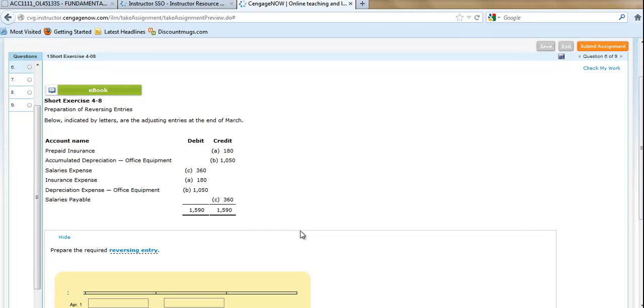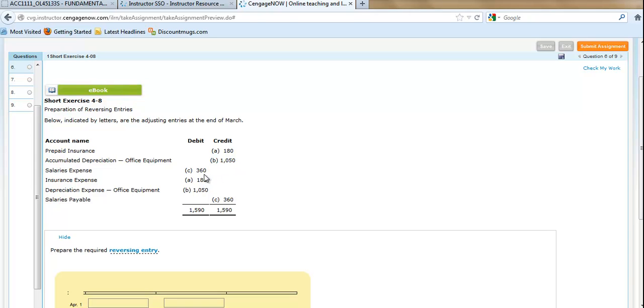So in this example, we have indicated by letter the adjusting entries that we've made for the end of the month. So we adjusted prepaid insurance, we adjusted salaries expense, and we adjusted depreciation expense. So we have to determine which of those entries were actually accruals. So the easiest way to determine between a deferral and accrual is to ask if cash has traded hands first. So prepaid insurance, for example, we had to spend cash to buy prepaid insurance, so that's a deferral. Accumulated depreciation on the office equipment, we had to spend cash to buy the equipment, so that's a deferral.